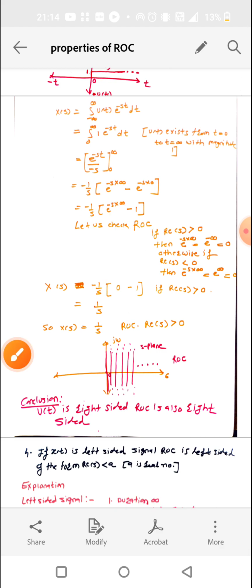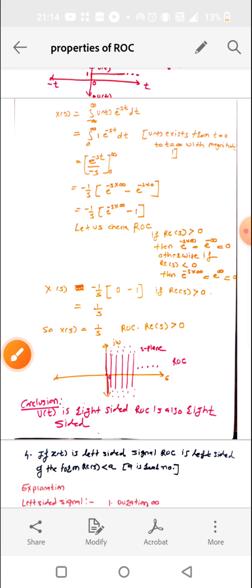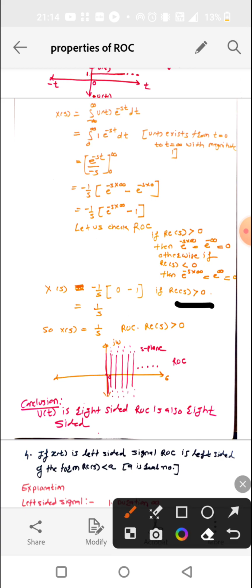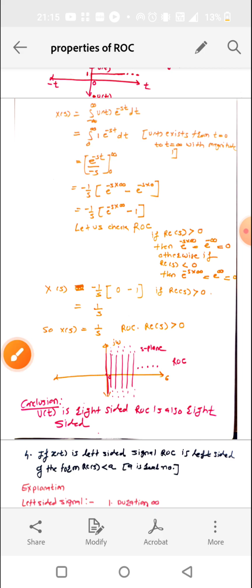Okay, so ROC, what do you get? ROC is real s greater than 0. We are plotting it on the S plane, where here it is sigma and j omega, and ROC is real s greater than 0: vertical lines greater than 0, sigma equal to 0. So ROC is also right sided.